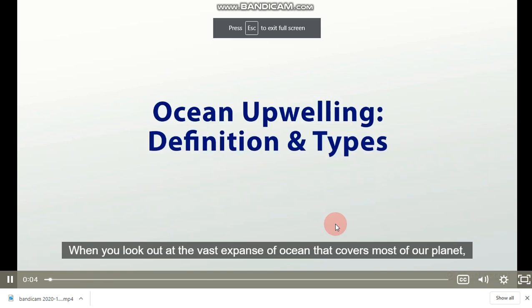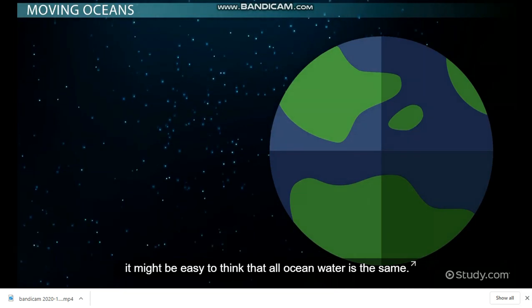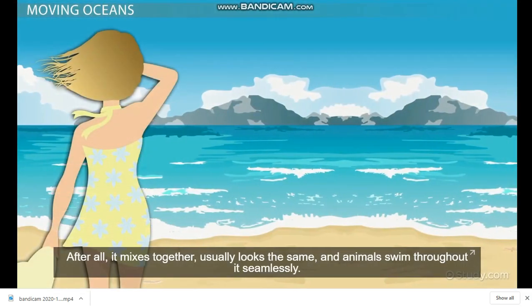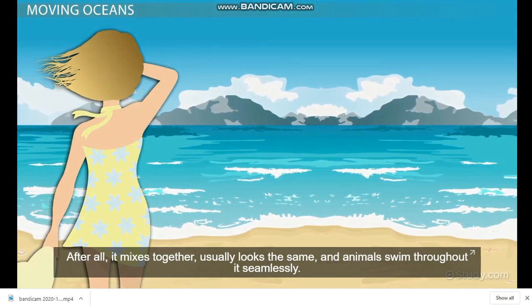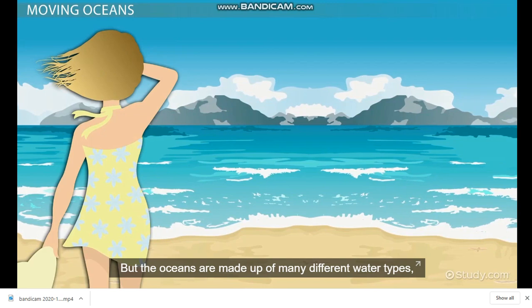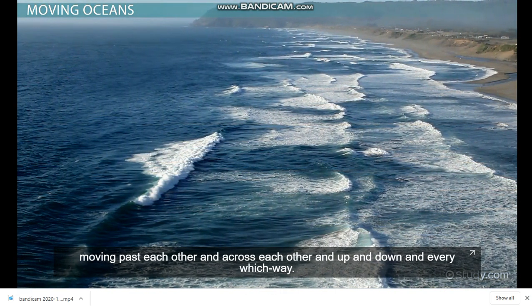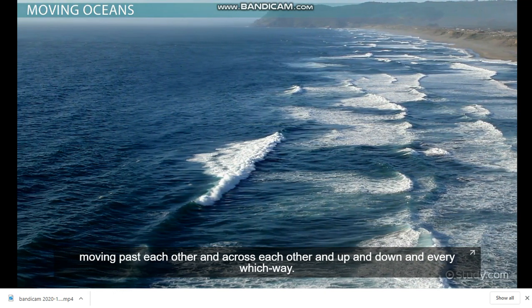When you look out at the vast expanse of ocean that covers most of our planet, it might be easy to think that all ocean water is the same. After all, it mixes together, usually looks the same, and animals swim throughout it seamlessly. But the oceans are made up of many different water types, moving past each other and across each other, and up and down and every which way.